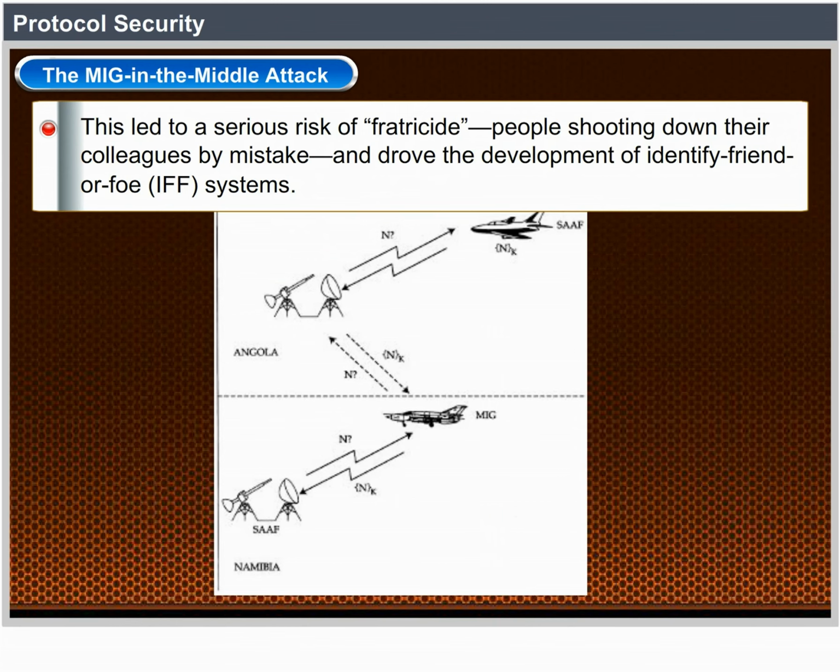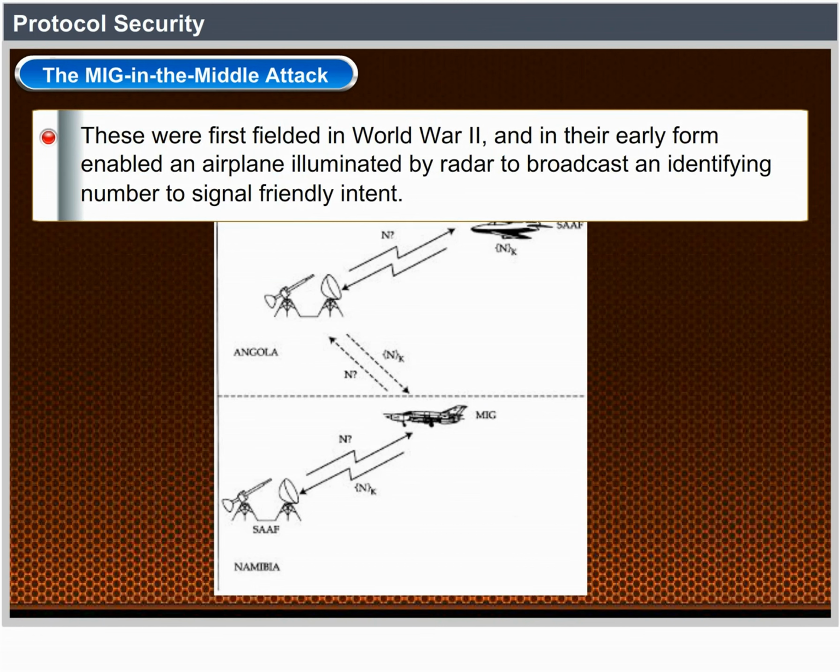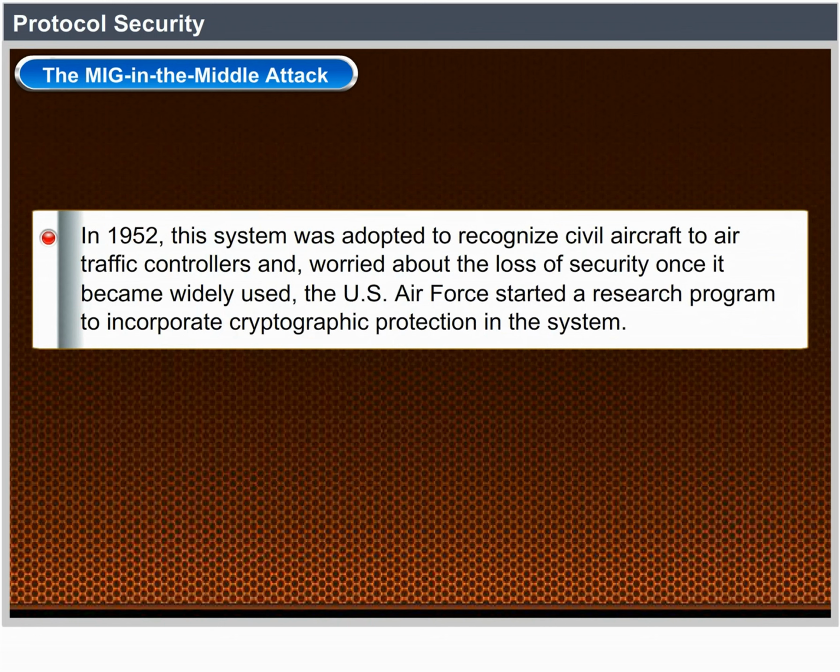These were first fielded in World War II and in their early form enabled an airplane illuminated by radar to broadcast an identifying number to signal friendly intent. In 1952, this system was adopted to identify civil aircraft to air traffic controllers, and worried about the loss of security once it became widely used, the U.S. Air Force started a research program to incorporate cryptographic protection in the system.